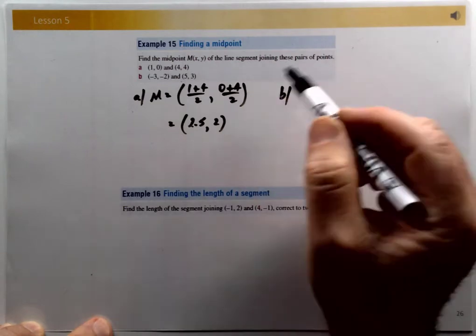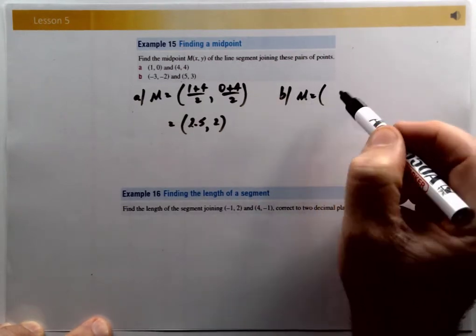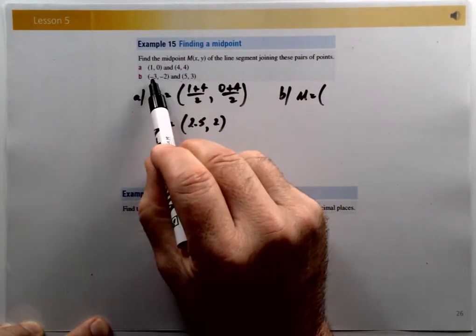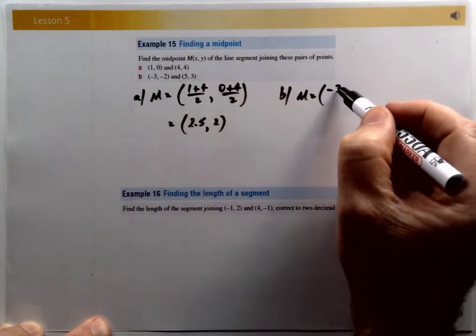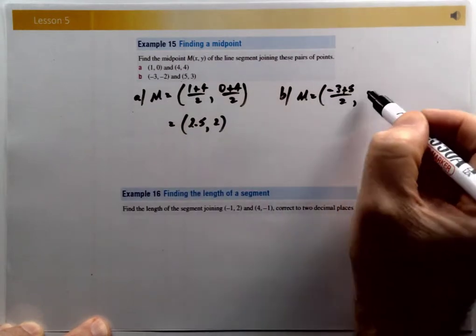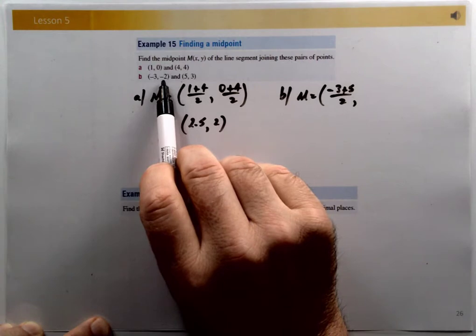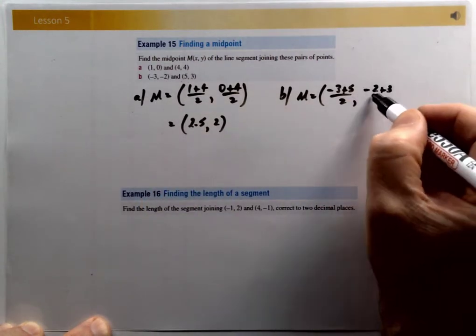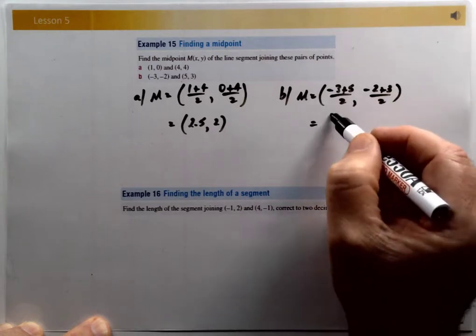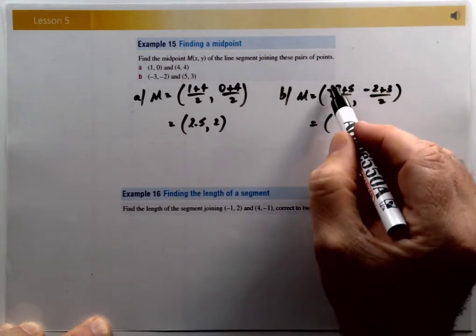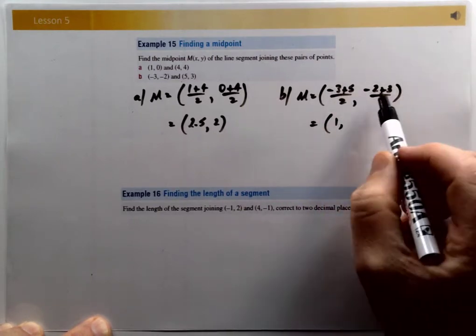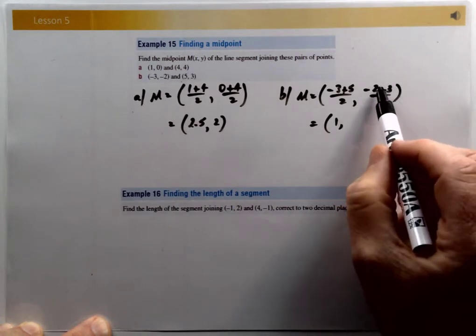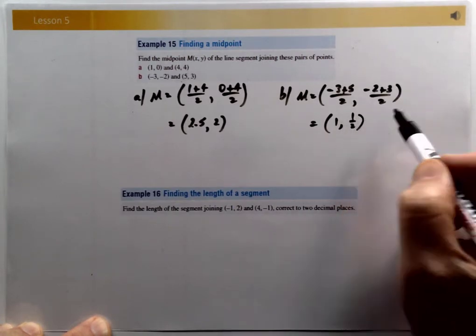Doing the same thing for b. Again, we're going to add the two x values, so -3 and 5, add them together and halve the result. Do the same thing to the y values, so -2 plus 3. -3 plus 5 is 2, 2 divided by 2 is 1. -2 plus 3 is 1, 1 divided by 2 is a half.